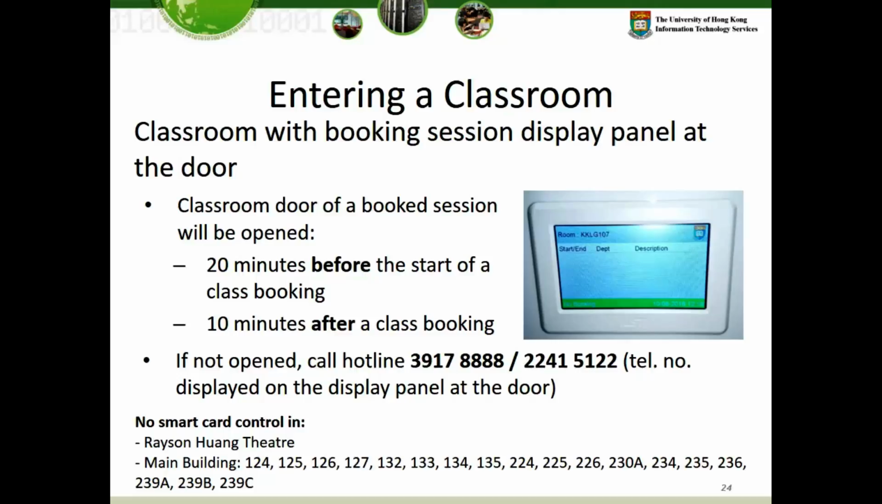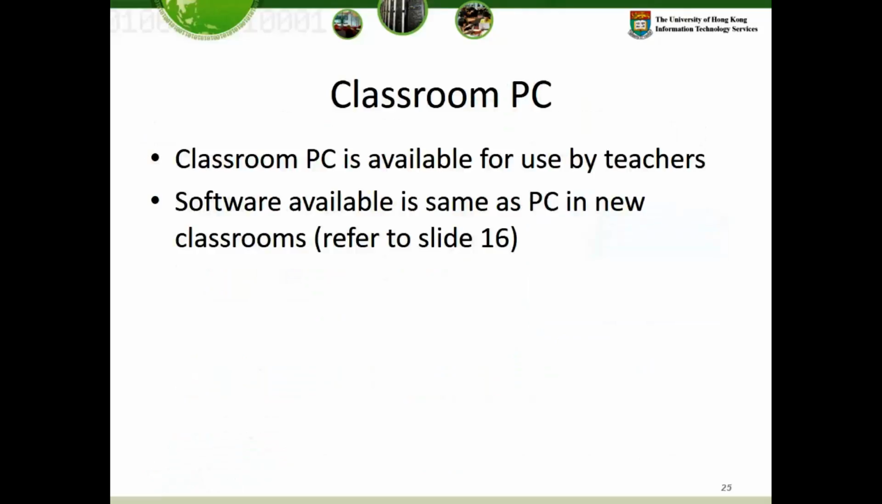And some of the rooms do not have smart card control. For example, the Raisin Wong Theatre and all the rooms in the main building don't have smart card control or display panel control. So just go inside the classroom, and if the door is locked, someone has to use the key and come and help you open the door. They are manually managed. And the classroom PC in old rooms is the same as in the new classrooms.